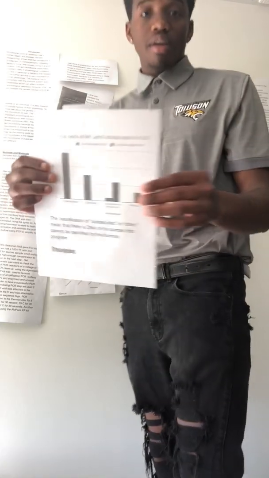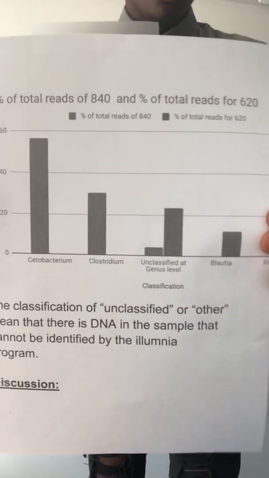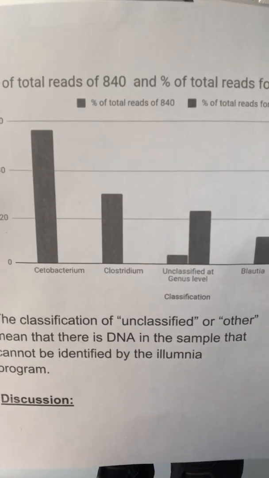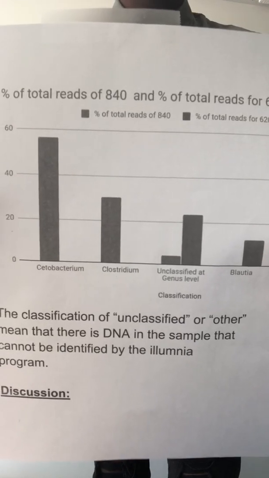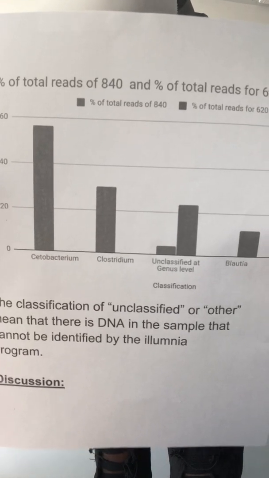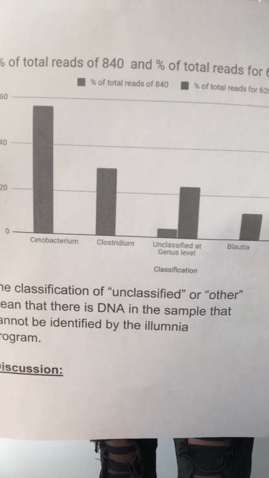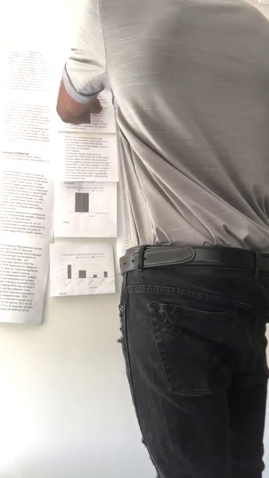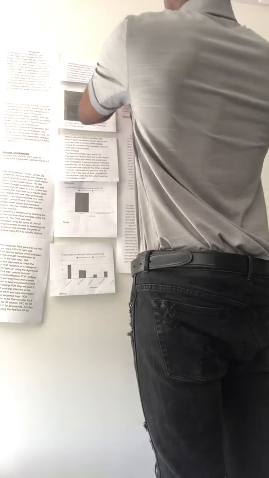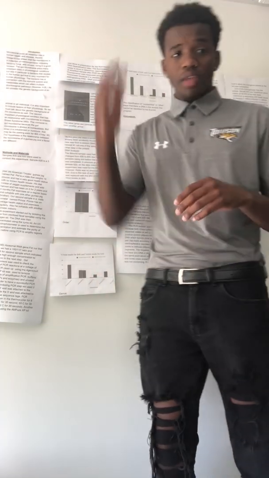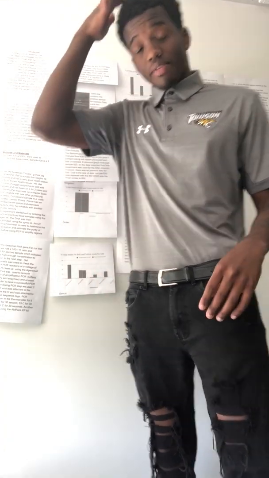In the genus graph, sample 840 was Clostridium, which makes up 59.39% of total reads. And the basic definition of unclassified, or other, basically means that there is a DNA sample that cannot be identified.